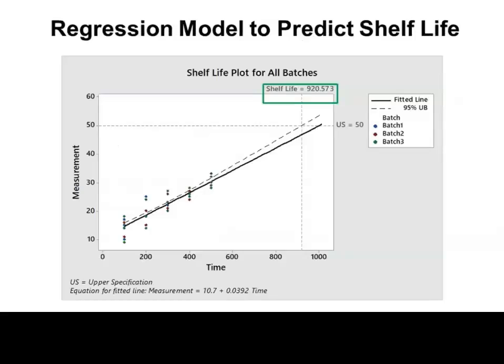So this is actually the mean regression line. I'm not using the 90th percentile. Then this dashed line is the 95% upper bound around that mean. And so the shelf life is up here at around 920. Okay. So you can't just assume that all the batches are pooled. You have to check those tests of significance, whether they're significant or not.